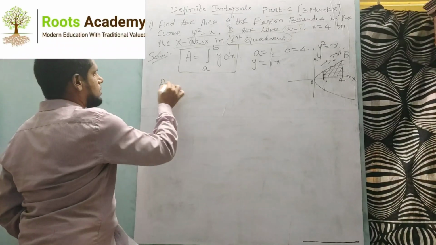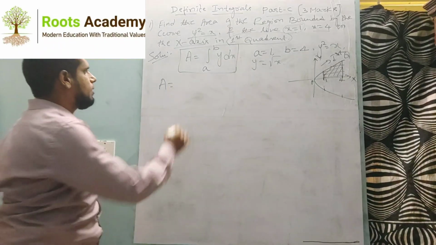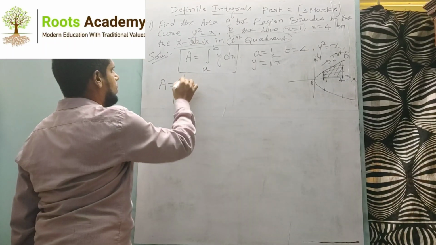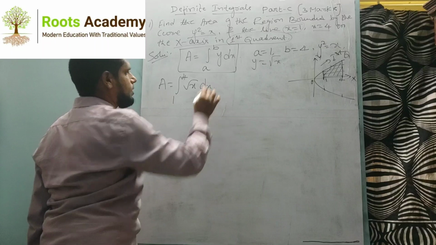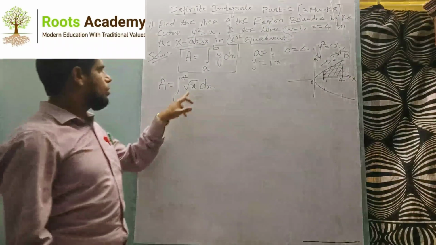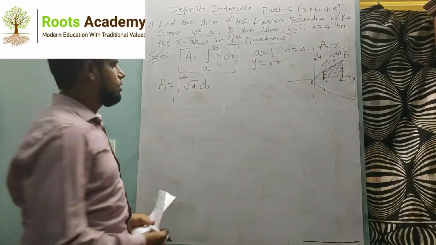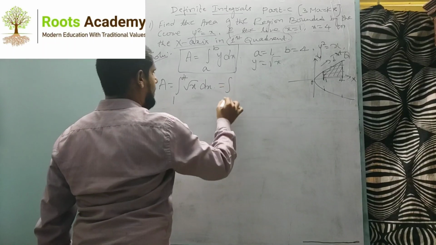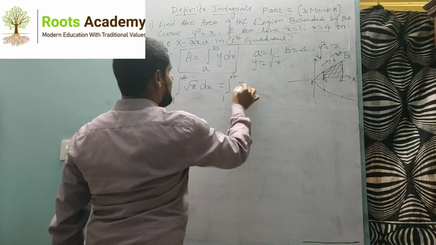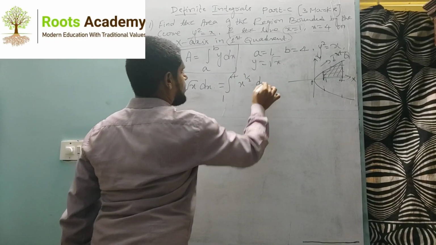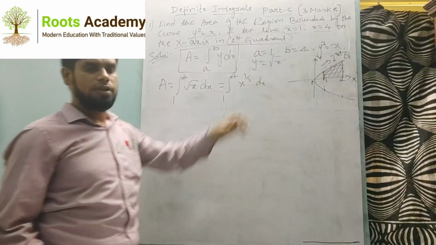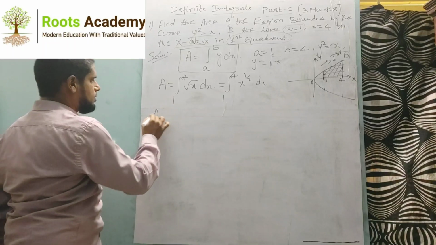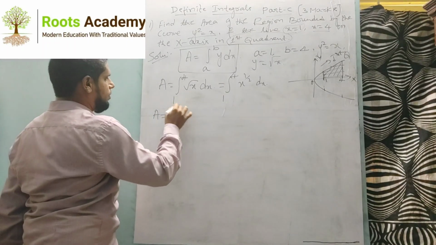So A equals, let me substitute the values here, integral 1 to 4 of root x. Students, root x means x power half. Let's convert it to the easiest way: integral 1 to 4 of x power half dx.